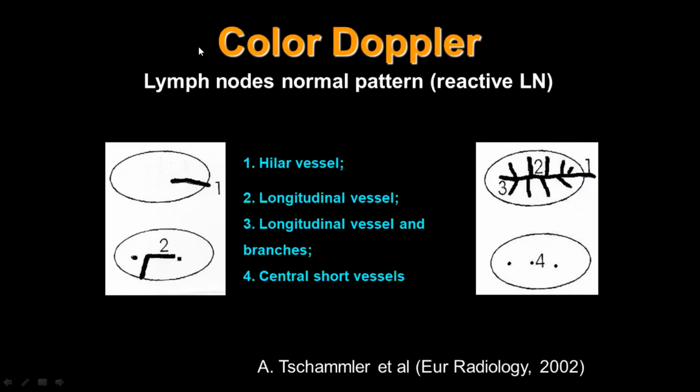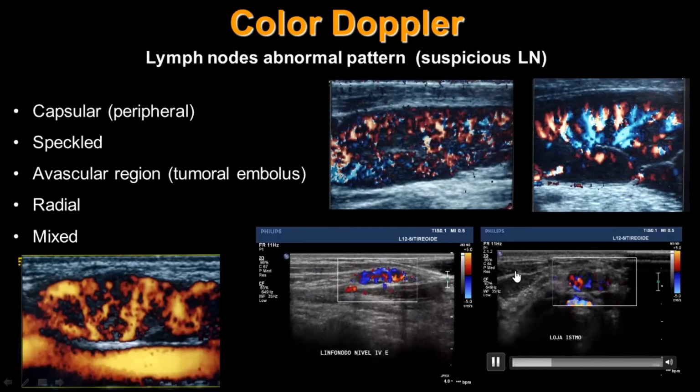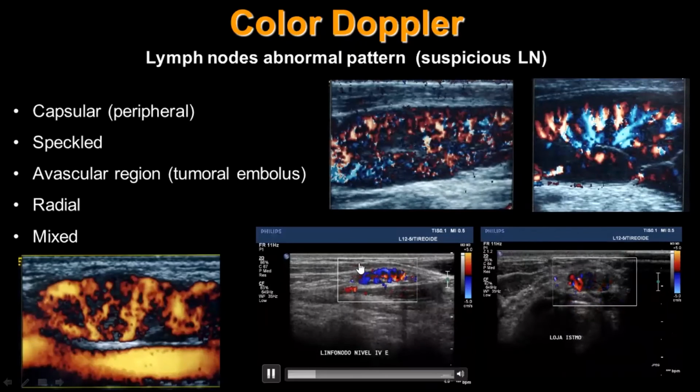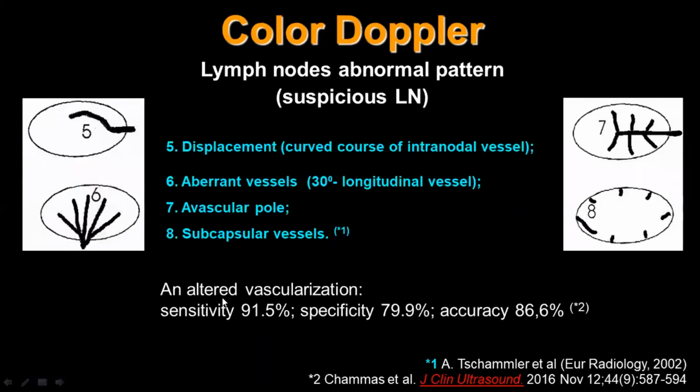Summarizing the normal pattern, we can also find hilar vessels, longitudinal vessels and branches, and central short vessels. On the other hand, when you have abnormal lymph nodes, we can see some patterns such as capsular or peripheral vascularization, as you can see here, chaotic vascularization, speckled or some avascular region, which means tumoral embolus, or radial type, or mixed pattern. This could be displaced vessels or curved course of internodal vessels, aberrant vessels, avascular pole, as you can see here, or subcapsular vessels. This altered vascularization has a sensitivity of 91% and a specificity of 8%.